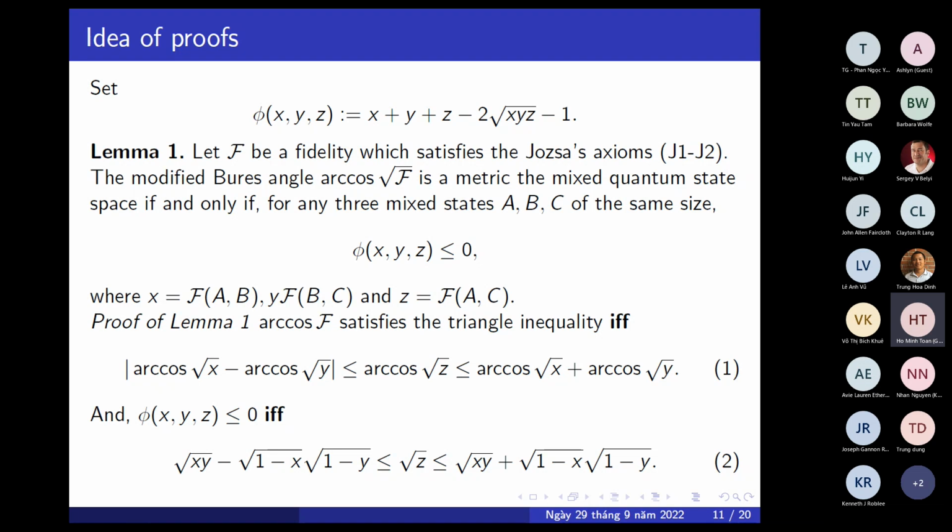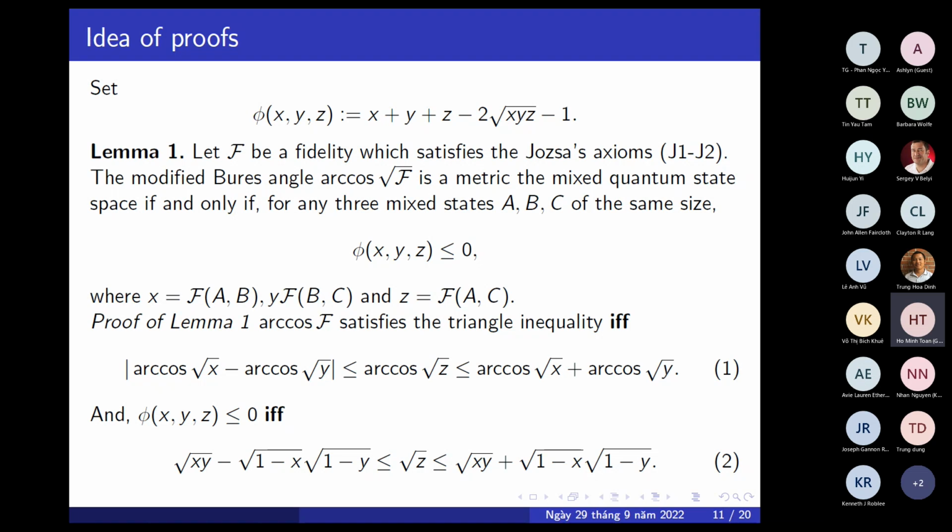So here we suppose that F is a fidelity satisfying the first two axioms. The first axiom means that the value of the fidelity must be between 0 and 1, and it equals 1 if and only if the two variables are identical. And the second is about the symmetry of the function.